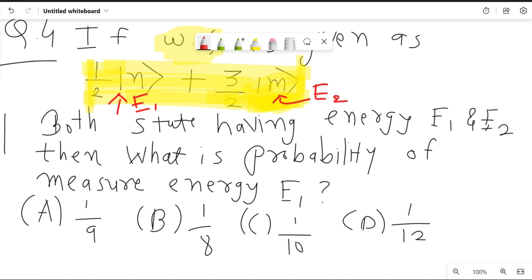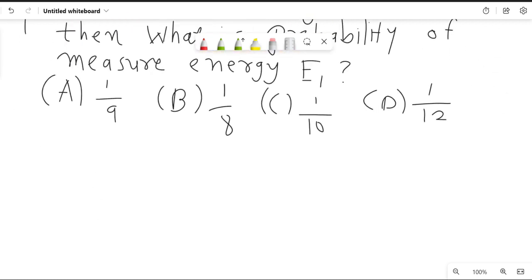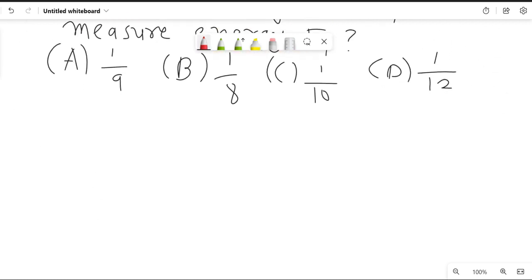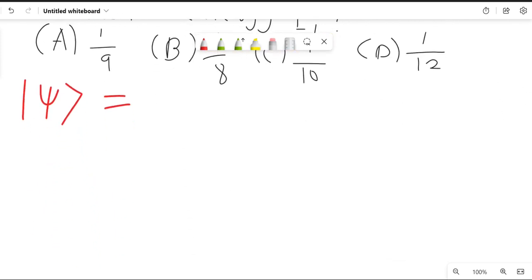Then what is the probability of measuring energy E1? We have to find the probability of energy E1, that is, this n state. Such a type of question I already explained, but again I am going to explain. First of all, write your wave function. Your psi wave function will be given as 1 by 2 and 3 by 2.